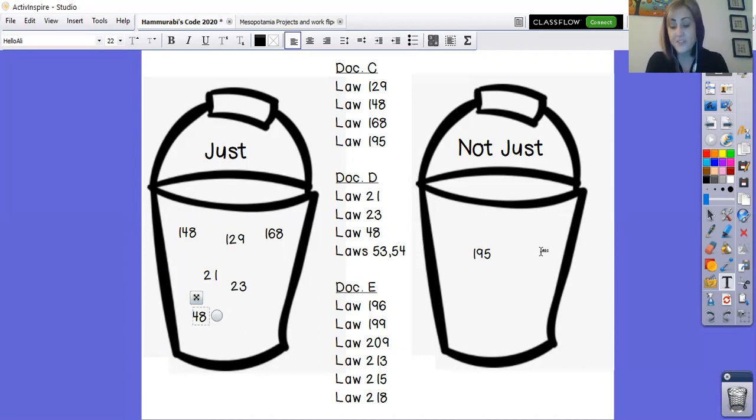And then laws 53 and 54 state, if a man has opened his trench for irrigation and he floods his neighbor's fields, he must restore the crops. So if he ruins his neighbor's crops, he has to restore them. So if you think that's fair, you're going to put 53 and 54 in just, or you're going to put it in unjust. So at this point, you should have all laws from document C in one bucket or the other. You should have all laws from document D in one bucket or the other.